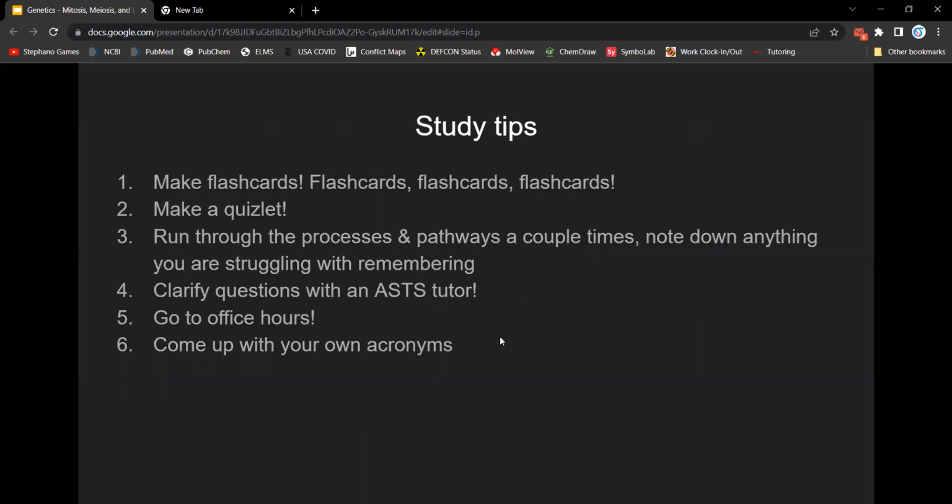You can always also clarify your questions with an ASTS tutor, such as myself, or you can even go to office hours. Office hours are there for the professor to help you if you have any of those questions.